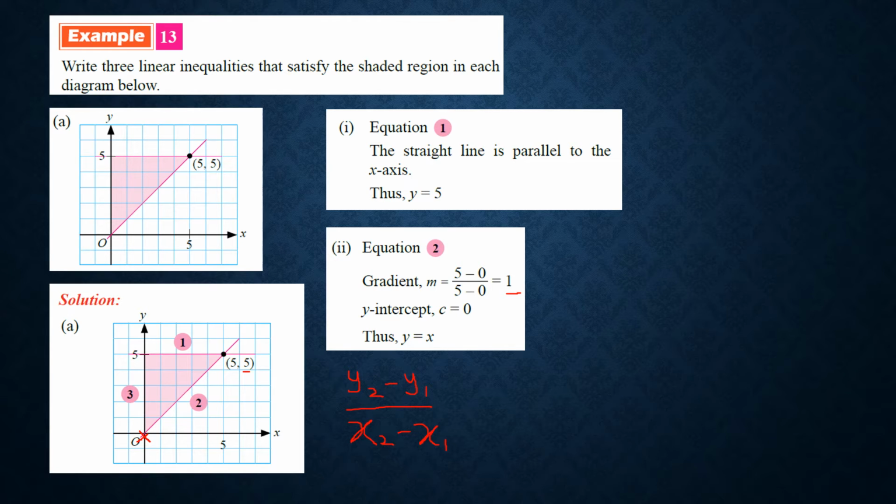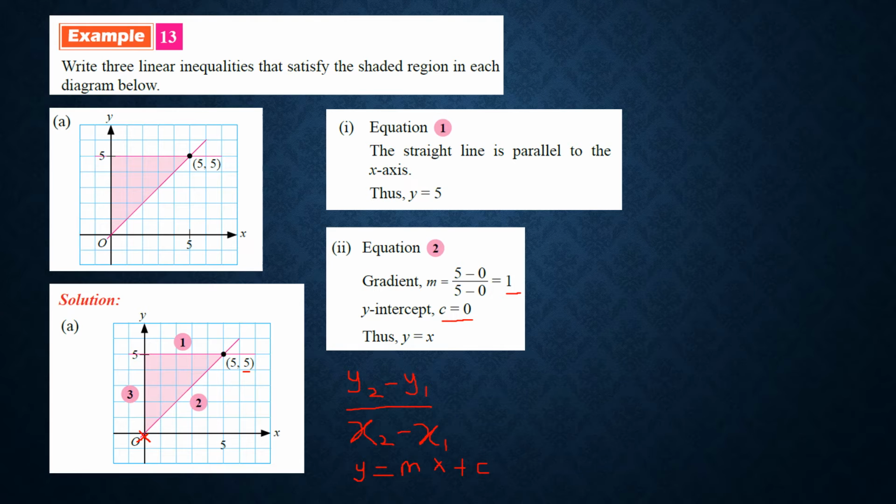So this line passes through the y-axis at y equals to 0, so the y-intercept is 0. So the line is y equals to x. You must substitute into y equal to mx plus c. Your m is 1, c is 0. So that's why you get y equal to x.